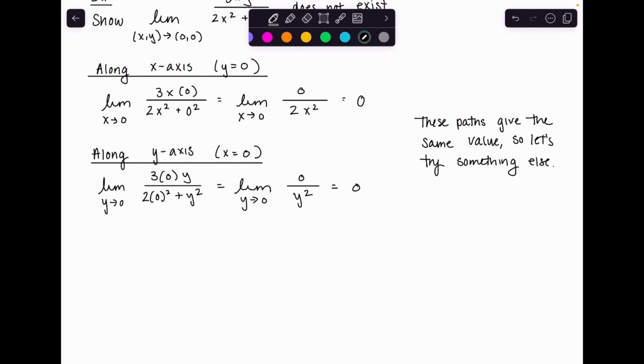So in this case, I still need to go through 0, 0. This is the point I'm approaching. So one that might be good is the line y equals x. That goes through 0, 0. So our next path is along y equals x.